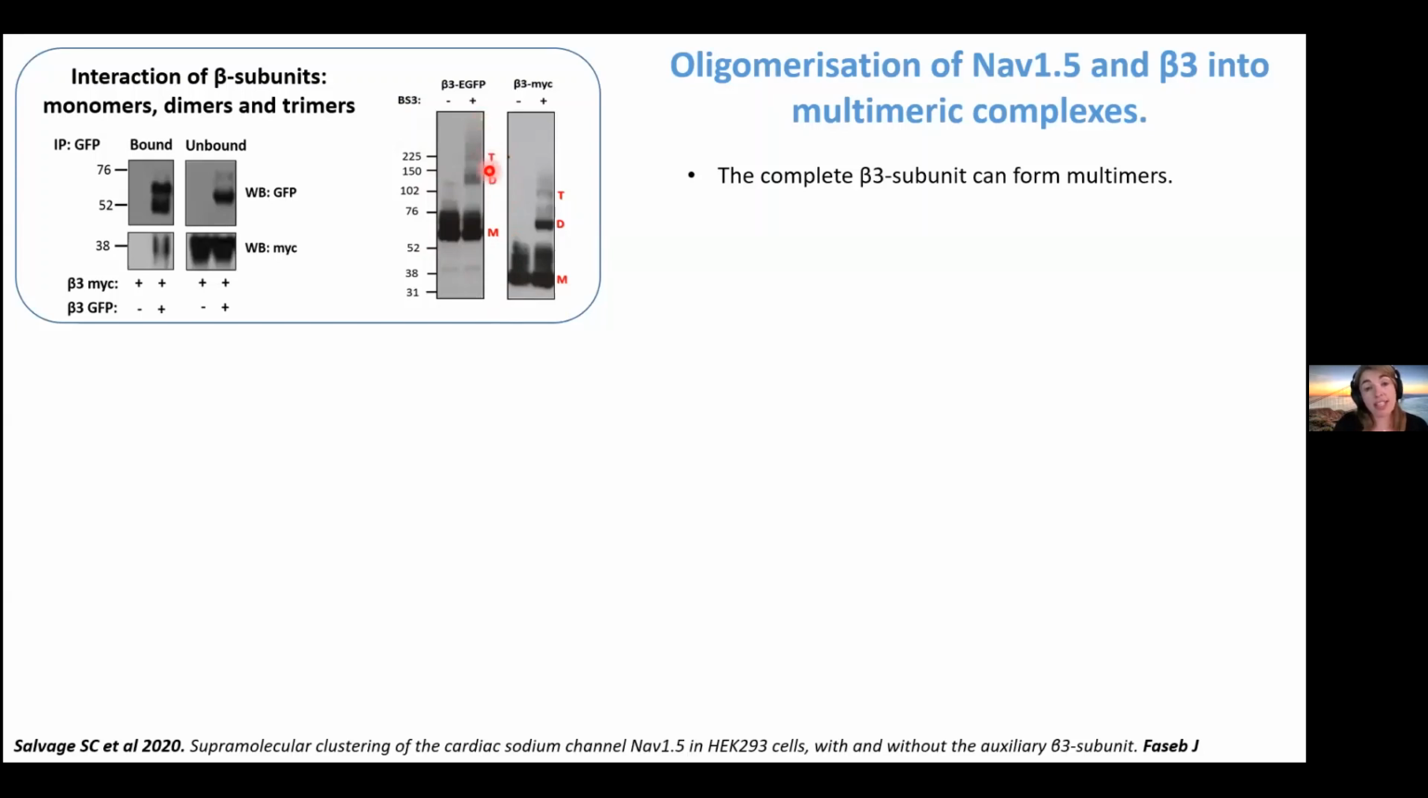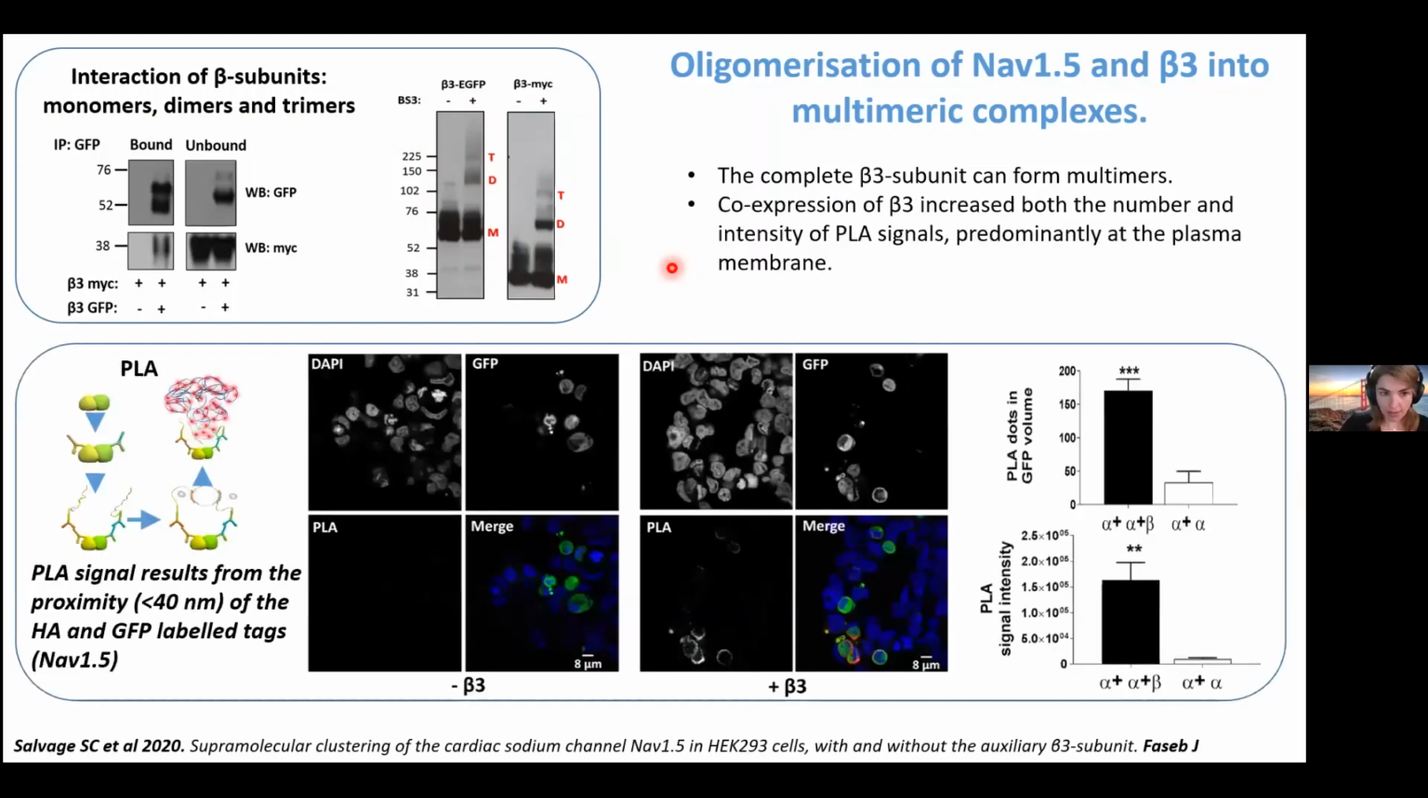Once the crosslinker is added, and the sample is cross-linked via its lysine residues, we start to see bands at around 120 and 180 kilodaltons, which are indicative of dimeric and trimeric forms. So indeed, the beta-3 subunit can form these multimers. But what does that mean for NaV1.5?